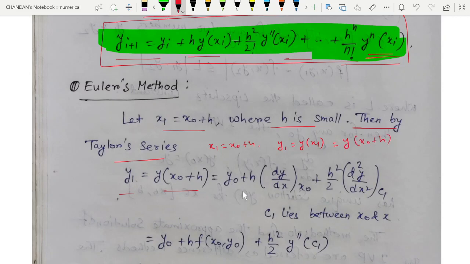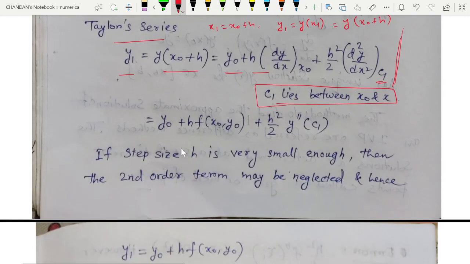Now we can expand this, so this is equal to y0 plus h dy/dx at x0 plus h square by 2 factorial d2y/dx square at the point c1. Here we truncate the Taylor series at the second order derivative term, where c1 lies between the points x0 and x1. So this is equal to y0 plus h f(x0, y0) plus h square by 2 factorial y double dash c1.